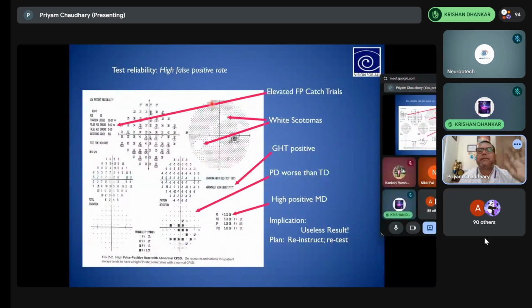See here. Elevated patch, white scotoma. The white scotoma is here due to false positives, GHT positive, PD, high mean deviation, pattern deviation, total deviation, and unless the result plan instructed to reset.